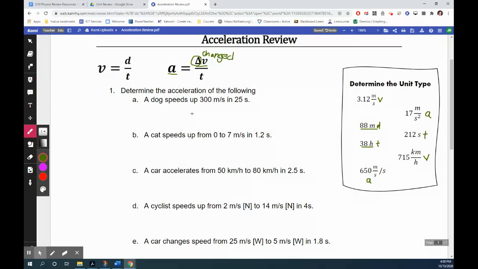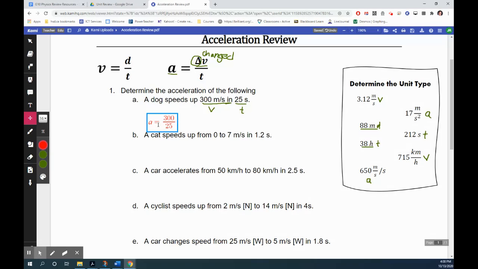For each of the first few, we're going to be determining acceleration. Each question is a little bit different. A dog speeds up 300 meters per second in 25 seconds. Well, acceleration is a change in speed. And this is how much the speed changed. That's v over the time, which is t. And so acceleration, I'll write this using my equation tool. Acceleration equals the change in speed, which is 300, divided by the time, which is 25.